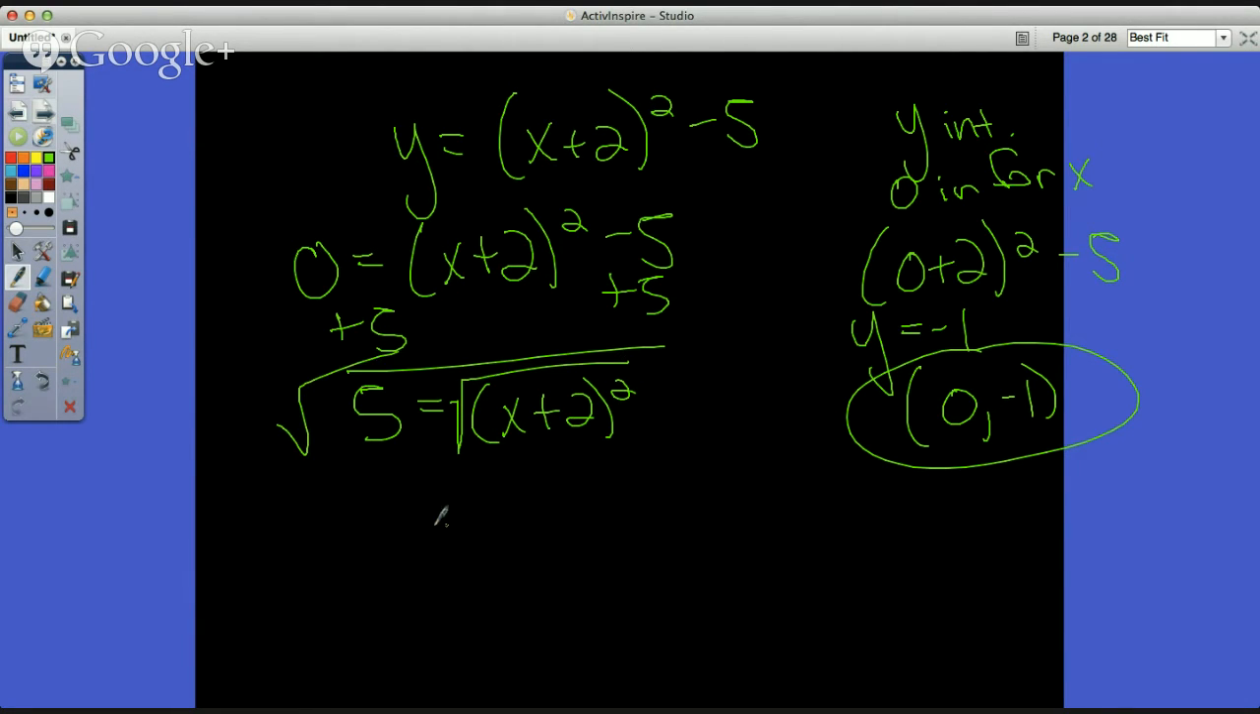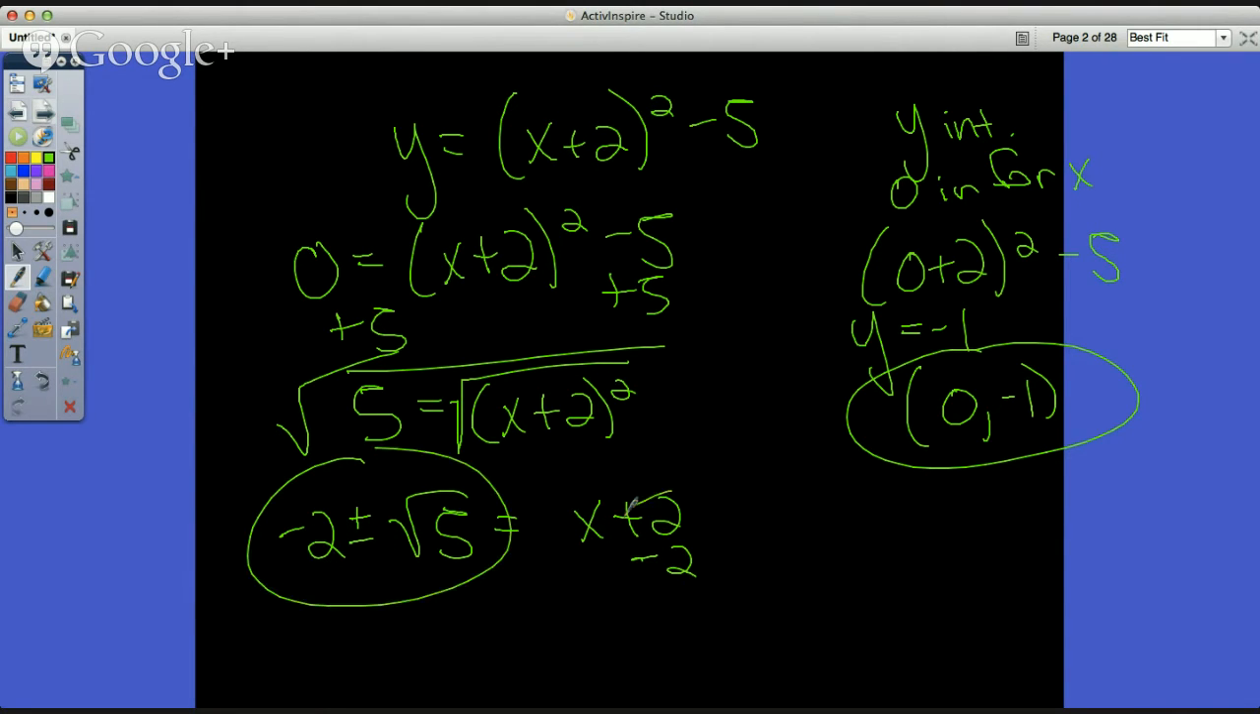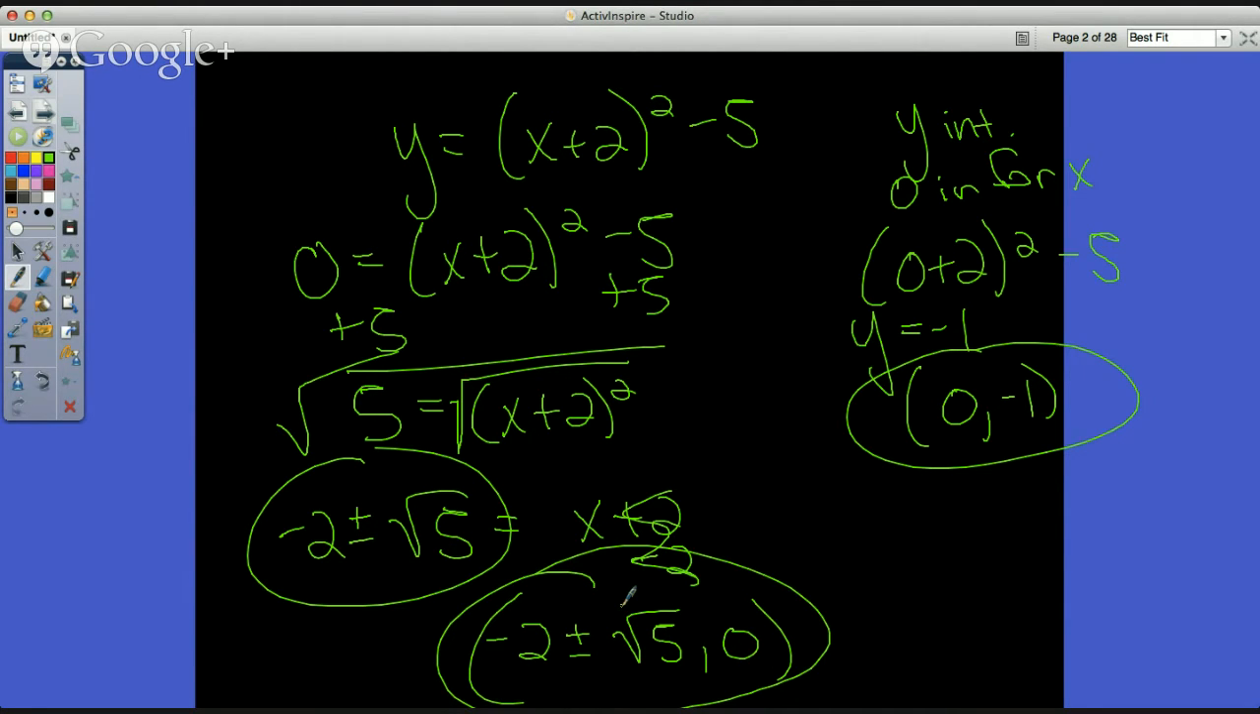Square root. Good, Ryan. So I have the square root of 5 equals x plus 2. Now if I square root a squared, what happens to the other side? Plus or minus, right? Remember that? Square root is squared, the other side is plus or minus. So what do I do with this 2 here? Subtract 2. Good. So it should be negative 2 plus or minus square root of 5. If that's your x-intercept, technically it should look like that right there. Okay? Again, this was one of the most missed problems on the exam.